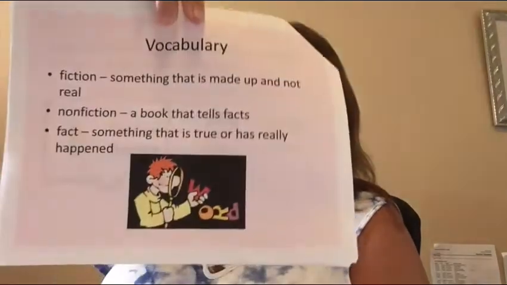Remember last week our vocabulary words were producer, consumer, needs, wants, income, and price. We're going to go back over those words again: consumer, producer, needs, wants, income, and price. Those are the words we learned last week. This week we are going over fiction, nonfiction, and fact.